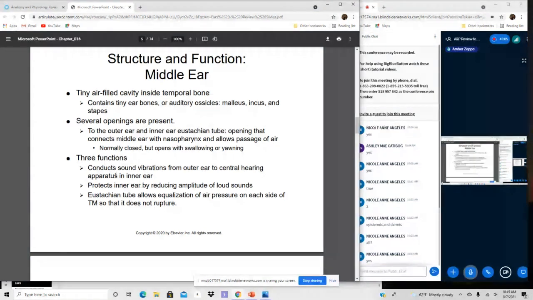It has three functions. It conducts sound vibrations from the outer ear to the central hearing apparatus in the inner ear, and it protects the inner ear by reducing the amplitude of loud sounds. The eustachian tube allows equalization of air pressure on each side of the tympanic membrane so that it does not rupture.